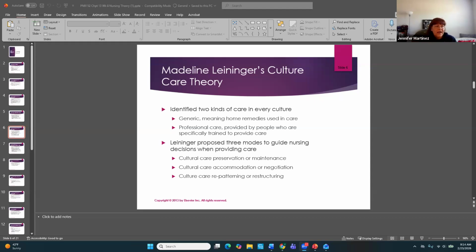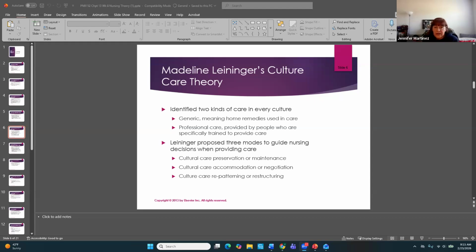culture. We have generic, which is the home remedies that are used in care. And then we have professional, and that's the care that is provided by nurses and doctors and other specially trained personnel. And so there's three modes to guide those nursing decisions when we're providing care.